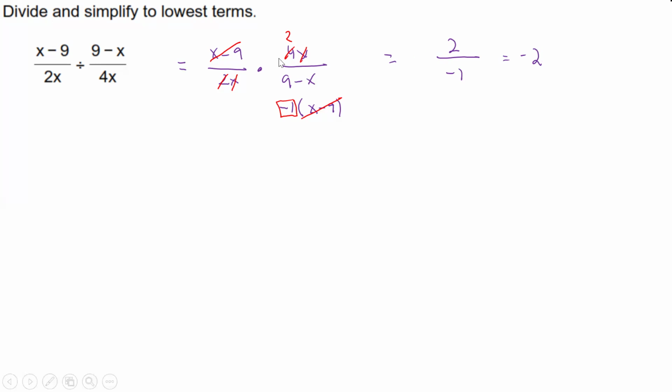All right. So again, keep the first one, change the sign, flip the second one. The second one we have to rewrite by factoring out a negative 1, and then after that we can do the cancellation very easily. All right, let's stop there and we'll come back for some more.